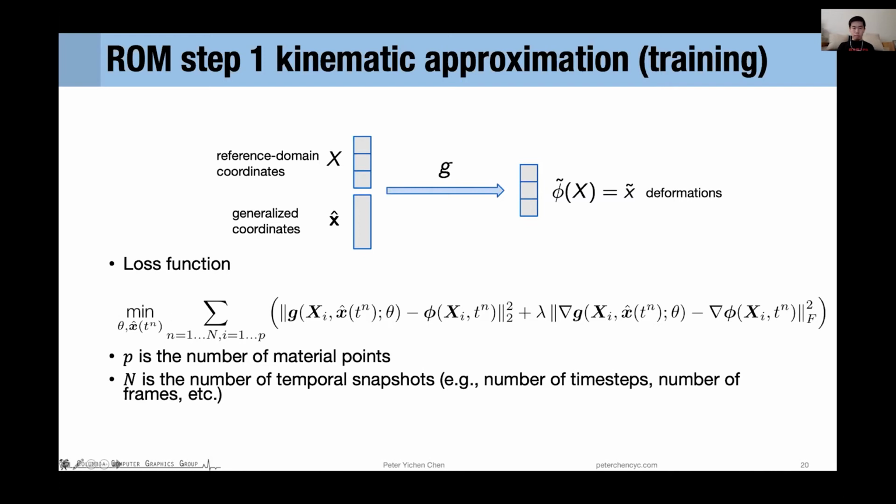And what we are optimizing here first is the variable theta, which is the network weights, which is pretty standard. But at the same time, we're also optimizing this generalized coordinates x hat. And for each time step n, we have a corresponding x hat that's uniform across all the material points. And since we're training this x hat while we train the network, there's no need to explicitly train an encoder, which is never used in an online ROM simulation anyways.